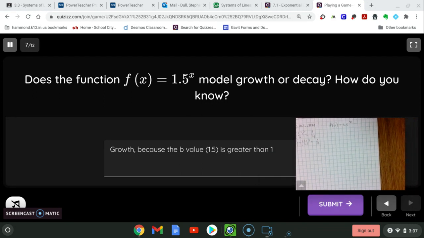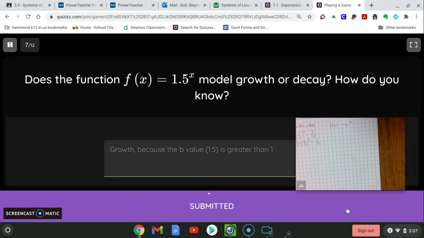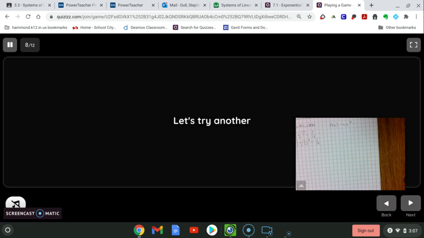All right, so the b value greater than 1. So let's go ahead and try another one.